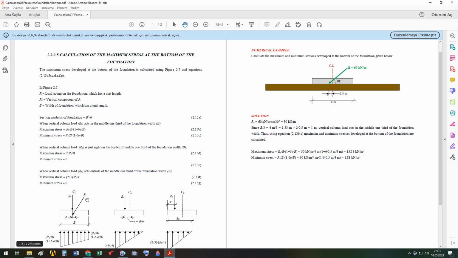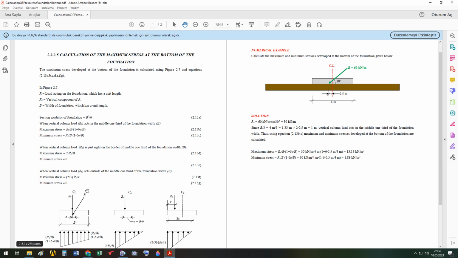Here, R force is the force coming from the column. You see it's oblique, and this means that it's the resultant force of the normal force and the shear force coming from the column. And its vertical component is RV. CL is the center line of the column. CL is the center line of the foundation. The breadth or the width of the foundation is denoted here with the letter B, capital B. And the eccentricity between the RV and center line is given here with E.